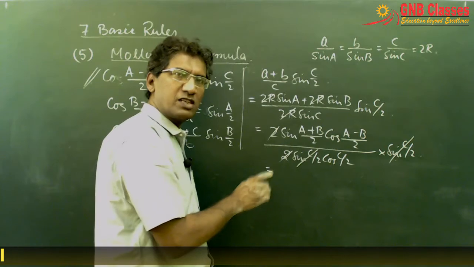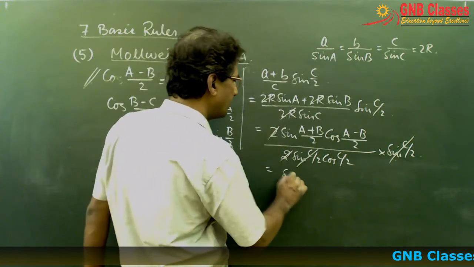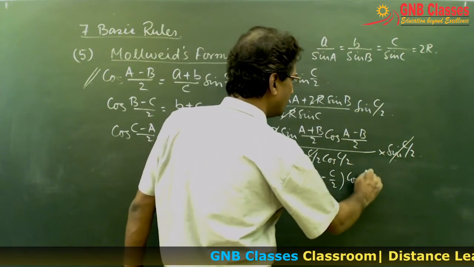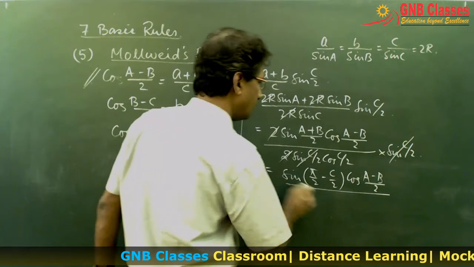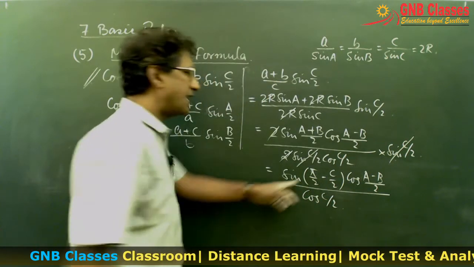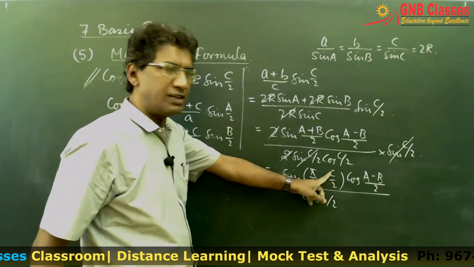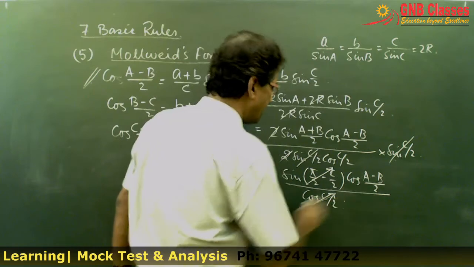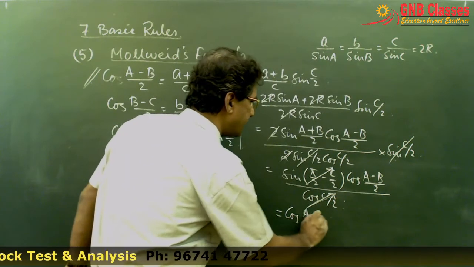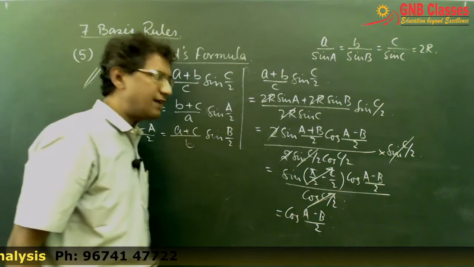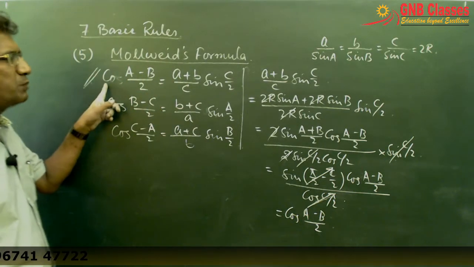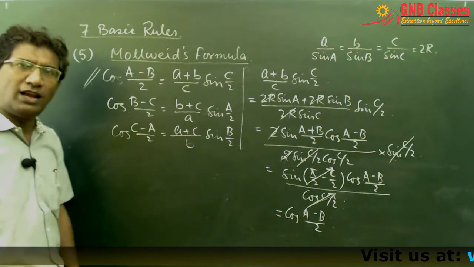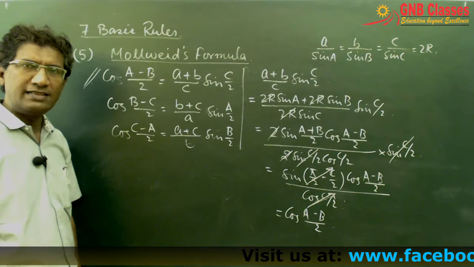Again, A+B can be replaced by 180 degrees minus C. So we are left with sin(π/2 − C/2). Sin(90 − θ) is cos θ, that is cos(C/2). Cos(C/2) and cos(C/2) go off. So we are left with cos((A−B)/2). Is it clear? So what we have proved is cos((A−B)/2) is nothing but ((a+b)/c) sin(C/2). The other two formulae you can prove accordingly. Is it clear to all of you?